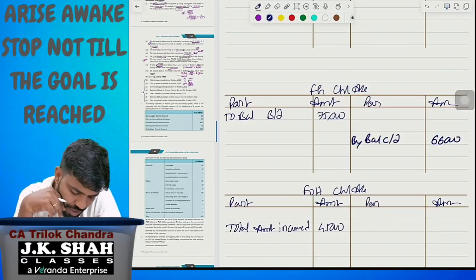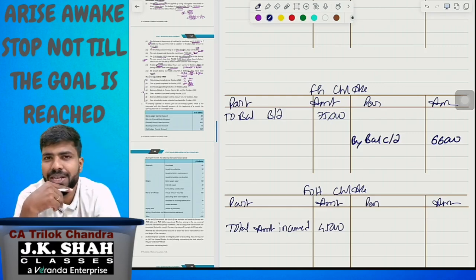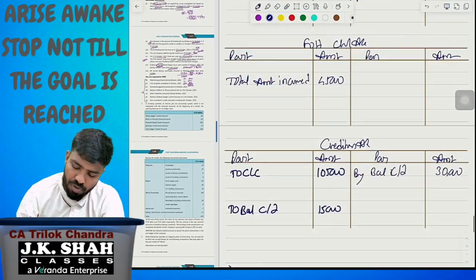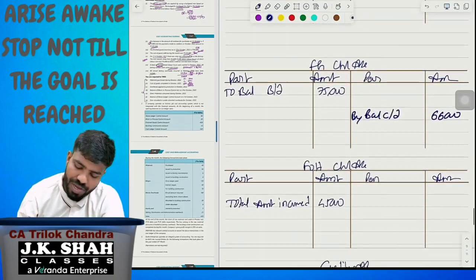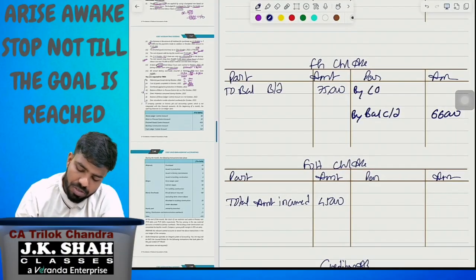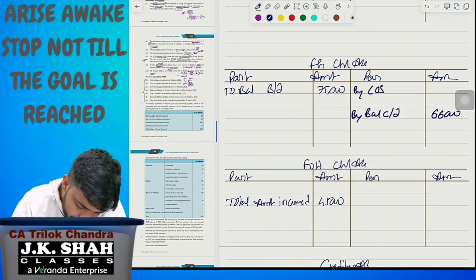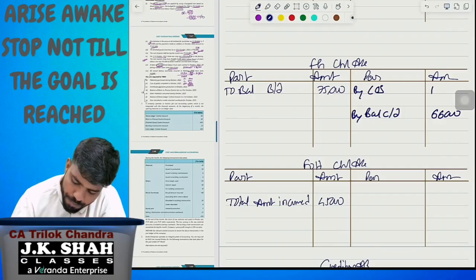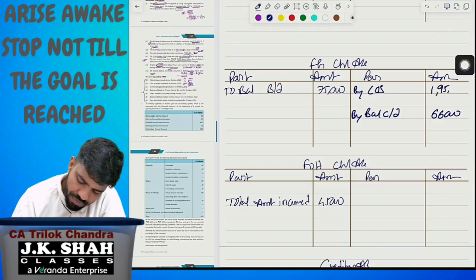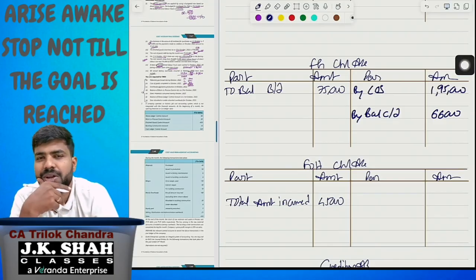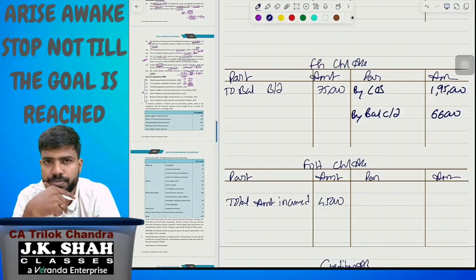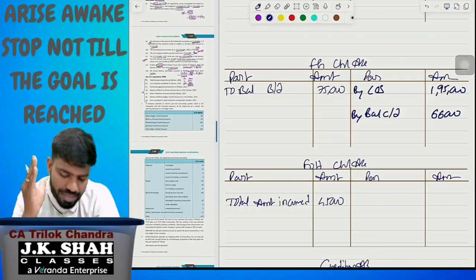Next, point number 4. The cost of goods sold during the month is 1,95,000. What is the entry for that? Cost of sales account debit to finished goods. Here we don't have the cost of sales account, but we have finished goods. By cost of sales. How much is the cost of sales? 1,95,000. Cost of sales is 1,95,000. Are you following the discussion?